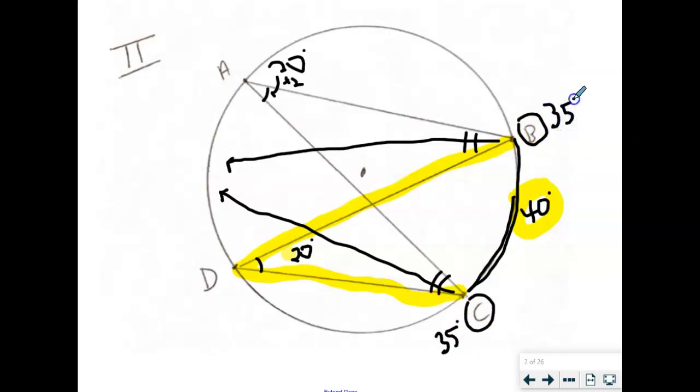And when you go from inscribed angle to intercepted arc, you double it. So 35 times 2 is 70 degrees. And if you take 70 divided by 2, you get 35. So this is case number 2. Now let's go to case number 3.